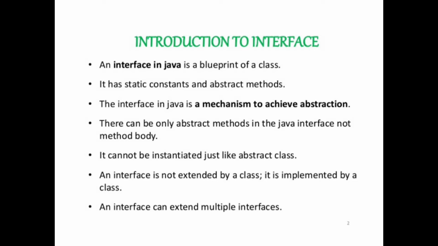Introduction to interface. An interface in Java is a blueprint of a class. It has static constants and abstract methods. The interface in Java is a mechanism to achieve abstraction. There can be only abstract methods in the Java interface, not a method body. It cannot be instantiated, just like an abstract class. An interface is not extended by a class, it is implemented by a class. An interface can extend multiple interfaces.